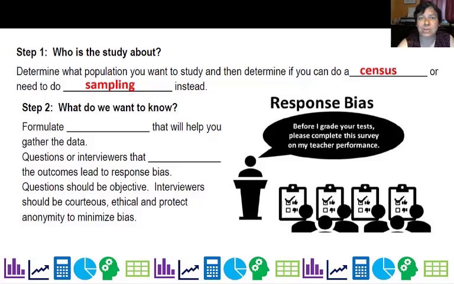But there are times you don't want to do a census, like, say, for a blood test. We don't want all your blood. All right, step 2, what do we want to know? So you need to formulate questions that will help you gather the data.